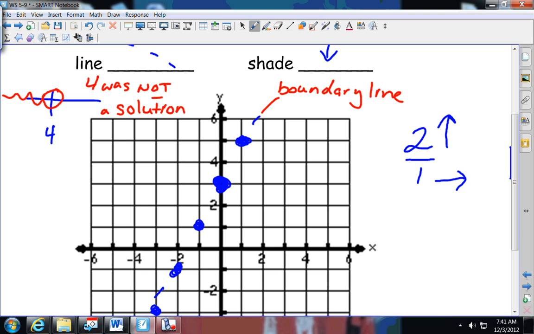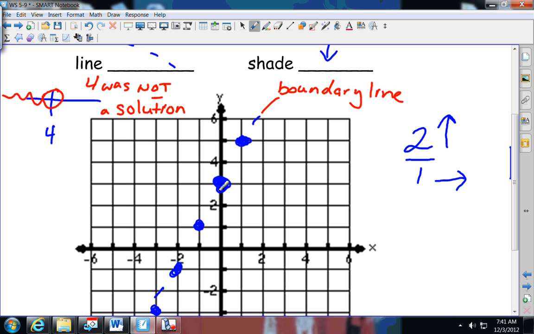Meaning that that's where my shading is going to start one way or the other from that point, but nothing on that line is going to be a solution to my inequalities. Now, inequalities, greater than or less than, there's always shading, okay? So it tells me to shade where? Down, right?